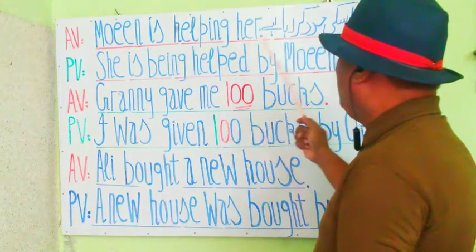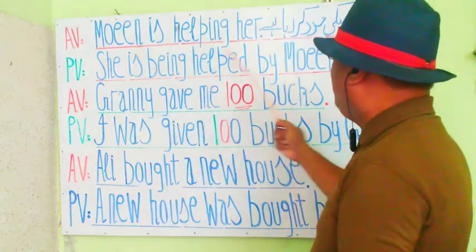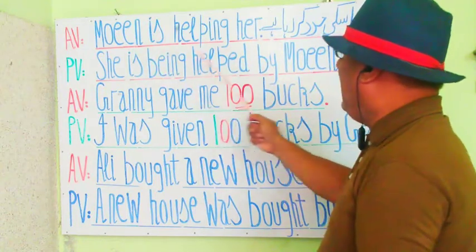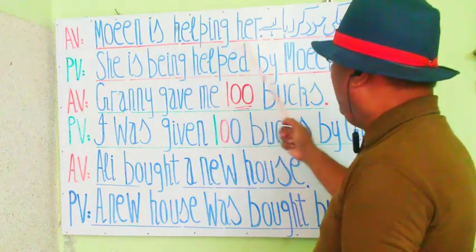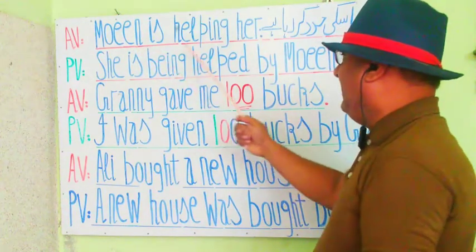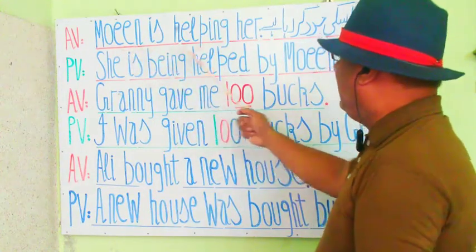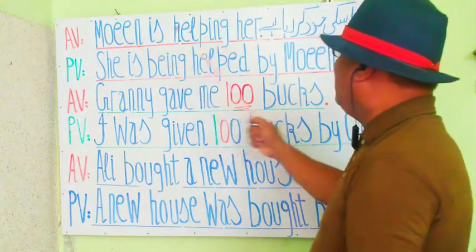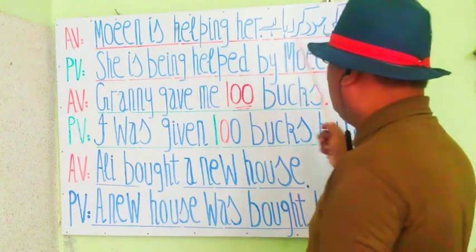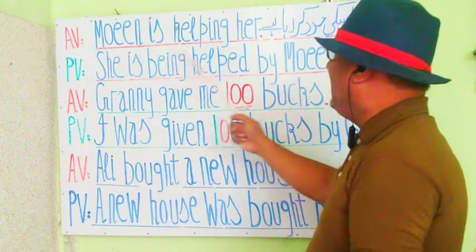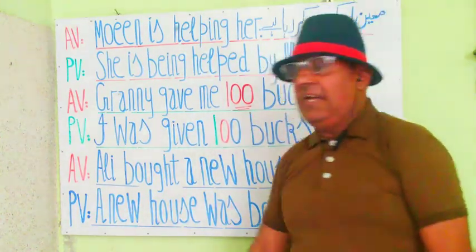Moin is helping her. This is a positive statement and it's in present continuous tense. This is a positive active voice statement in present continuous tense. Moin is helping her. Moin उसकी मदद कर रहा है.